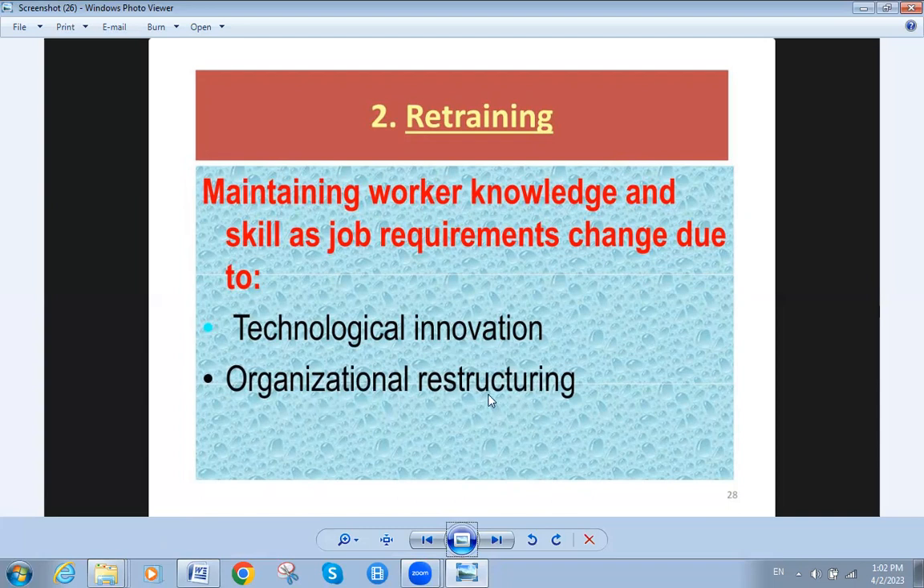Organizational restructuring, which I told you about before, means you reform the members of the organization based on the structure itself. You might merge some managerial levels, or switch from a tall structure to a flat structure. This we call organizational restructuring. So retraining is done for two reasons: technological innovation and organizational restructuring.